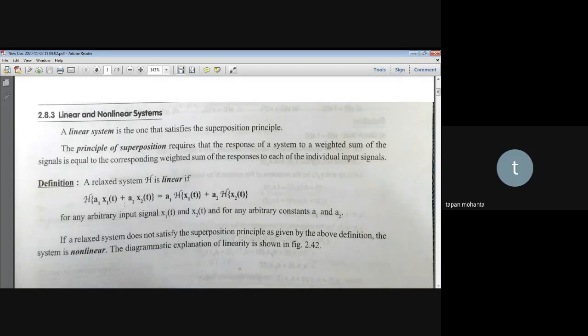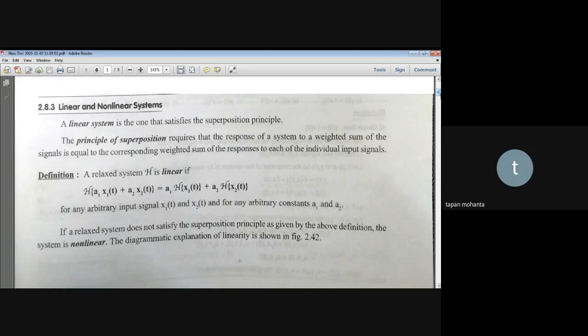So when this is equal to this, then it is known as a linear system. That means this condition is the superposition theorem condition. So when the superposition condition can be obeyed, that is known as a linear system. Okay.